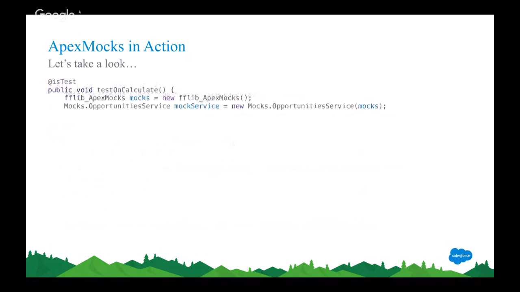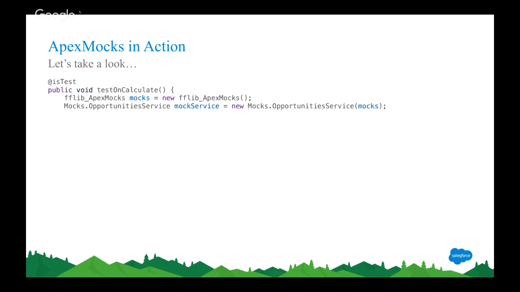The first thing we're going to do is instantiate our mocks, our fflib ApexMocks class. This is the brain behind the entire mocking framework. It's going to hold all of our stored method calls, all of our stored return values, all of our stored parameters, everything, so that it controls everything that's going to happen here.